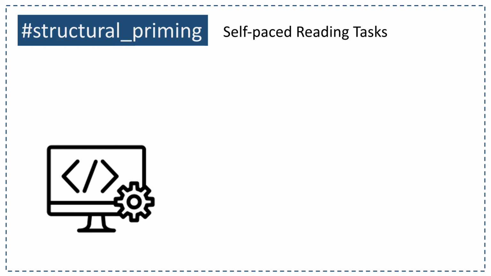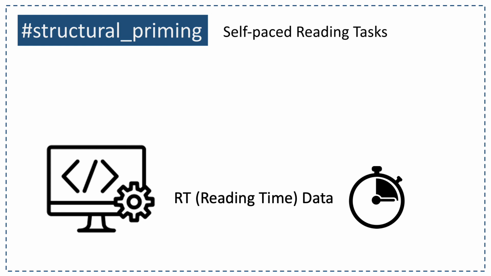Here is an example of a self-paced reading task. On the screen, the participants read the sentence by pressing the button or space bar as they read word by word. For example, this sentence is a practice sentence, like this. So this is reading time data, so we can measure this reading time online while the participant is reading a sentence, word by word or phrase by phrase.